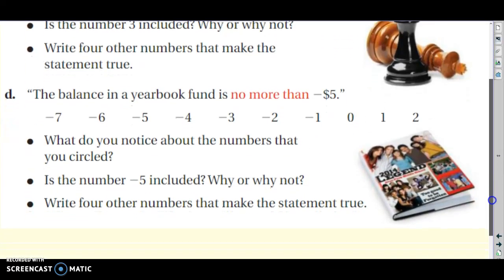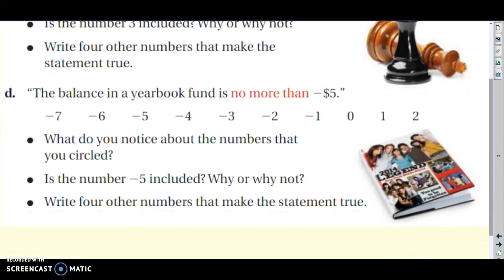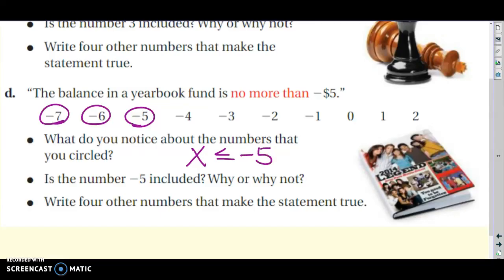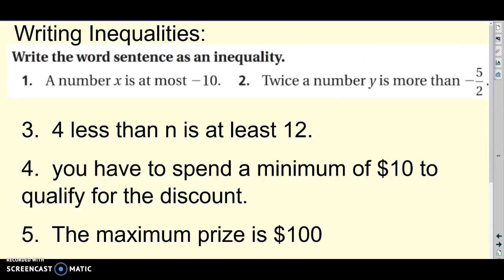Okay, and what about D? The balance in a yearbook fund is no more than -5. You can't have a bigger balance than -5. So it could be -5 or no more than that. So things that are smaller than -5. So if I wrote that as an inequality, I would say that the balance could be anything less than or equal to -5. So now we're going to do a little bit more with writing inequalities.